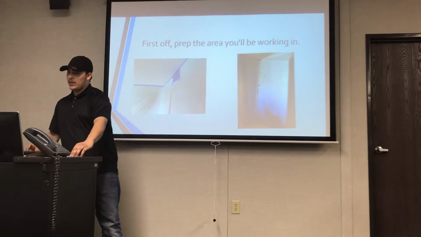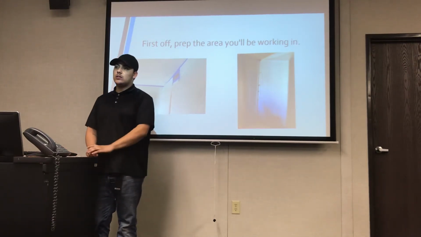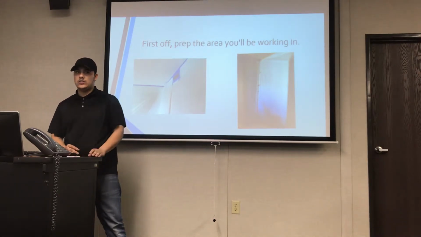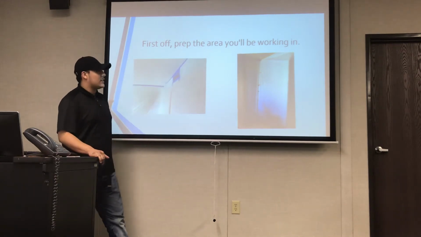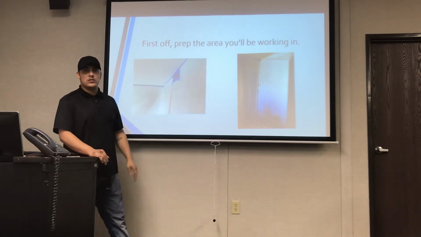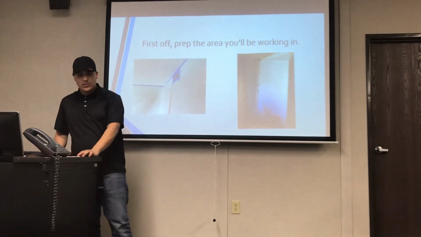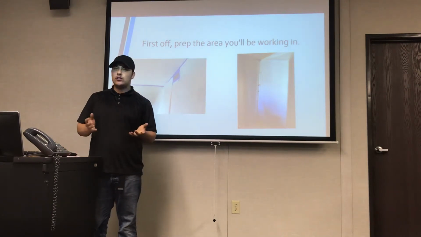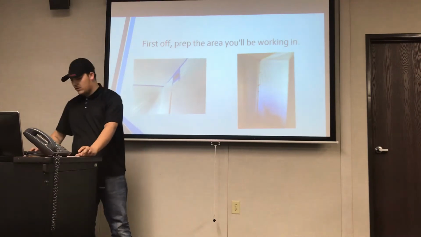First off, prep the area you're going to be working in. I do recommend you get plastic sheeting to put on the walls. You want to line up the plastic sheeting on the walls to the very edge of the ceiling and the walls, as you can see right here, at the very top of the edge of the walls, just so it can get full coverage and nothing gets contaminated in the room. Put plastic sheeting on the floor. If you have any furniture in the area that you cannot remove, cover that as well.